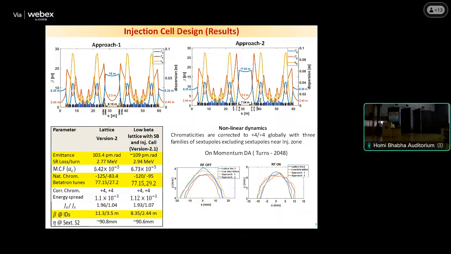We are achieving more than 15 meters of beta and a clear space of around 8.1 meter in approach 1, and in approach 2 it is around 7 meter. We can see that the dynamic aperture is significantly improved with the inclusion of a high beta cell, here with RF on and RF off. These are the list of parameters, so we are not very far away from the designed one. We are at 109 picometer radian, but at the cost of increased SR loss. With this, the beta function also reduces here. So with this, I conclude my presentation.